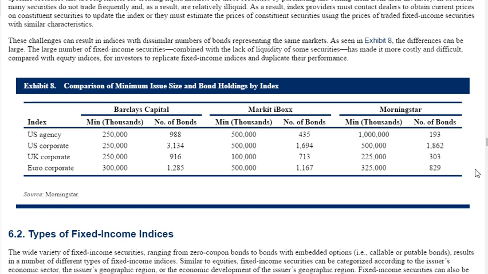So they're showing you the minimum issue size. Barclays Capital is 250,000, Markit iBoxx 500,000, Morningstar minimum $1 million on the US agency. And then you've got the number of bonds, the number of bond holdings. So that's just comparing and contrasting the sources from Morningstar. As the previous LOS has said, if you're picking an index as a benchmark, you need to know how that index is constructed, what the constituent securities are, and how it may compare or contrast to an index with a similar name, but by a different index provider.